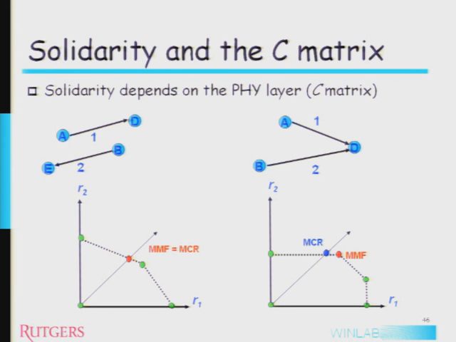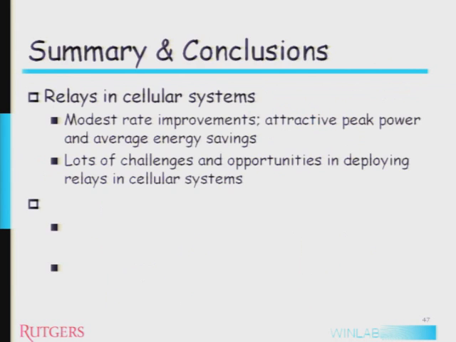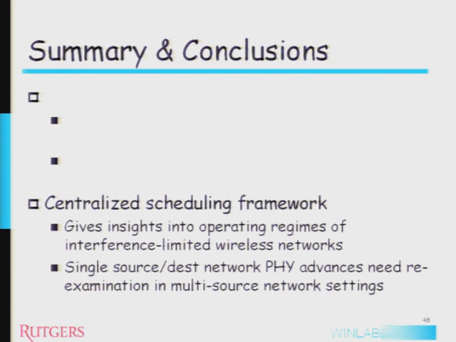Okay, so this is all I have. So in summary, in relays we saw modest rate improvements and we talked about peak power and average power savings. And of course, there are a lot of challenges as Ashwin pointed out and we discussed this. And the centralized scheduling framework gives insight into the operating regimes of interference limited wireless networks. For single source destination networks, PHY advances need to be re-examined in multi-source network settings. So that's all I have.